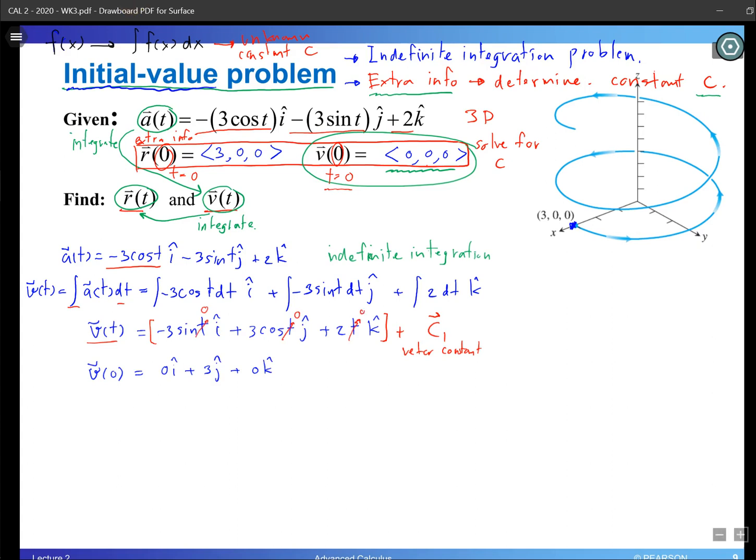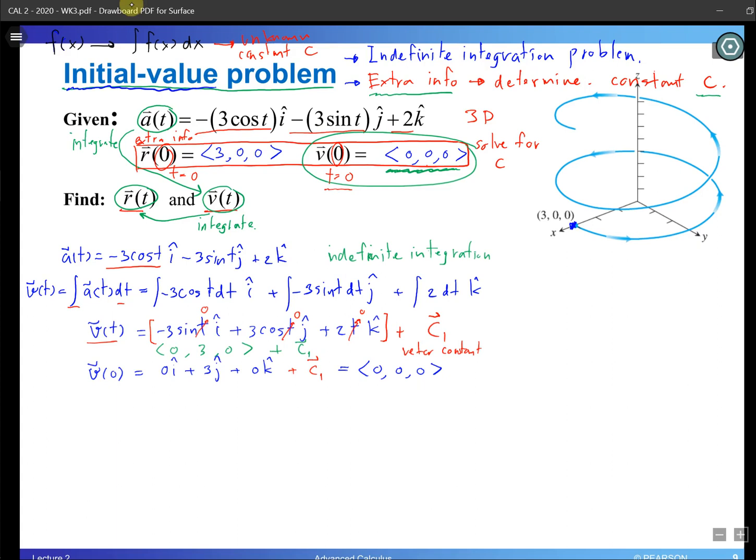And let's, oh, don't forget this c1 vector. Okay, now let's change this into the vector form. This is going to be 0, 3, and 0 plus vector c1. And it has to be equal to what is given to us. Has to be equal to this. Alright, so we have this. Has to be equal to 0, 0, 0. Now all we need to do here is to balance this equation and find out about the c value.